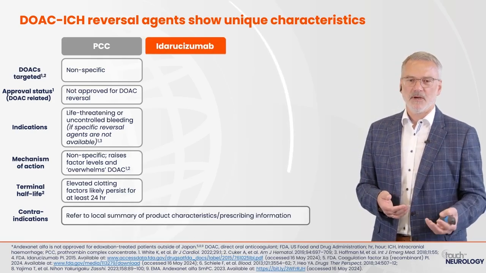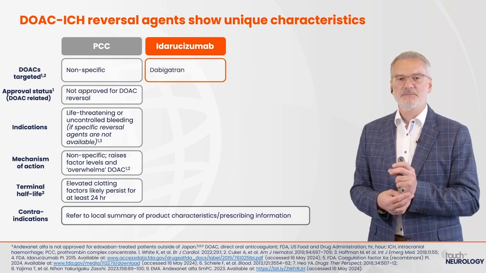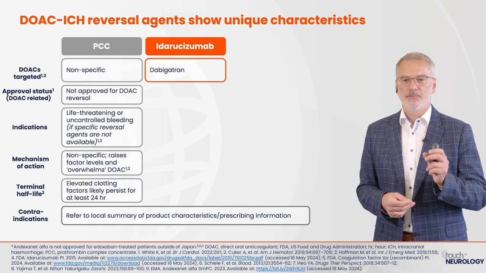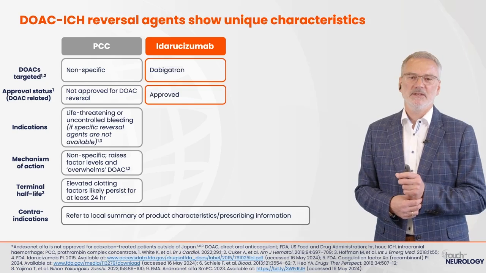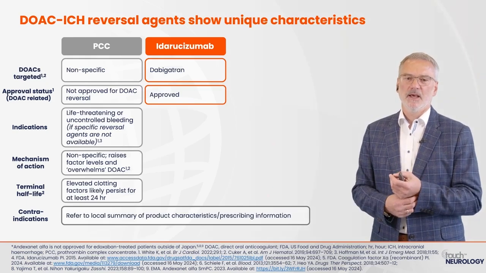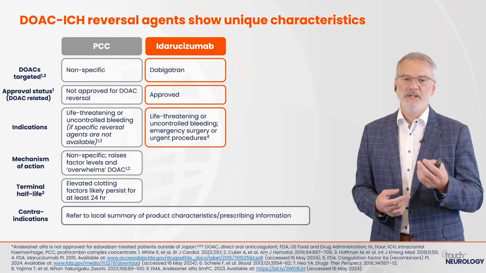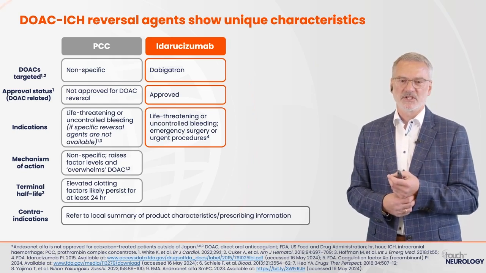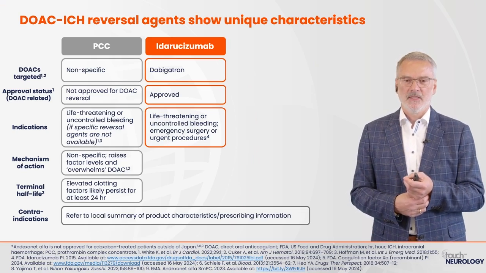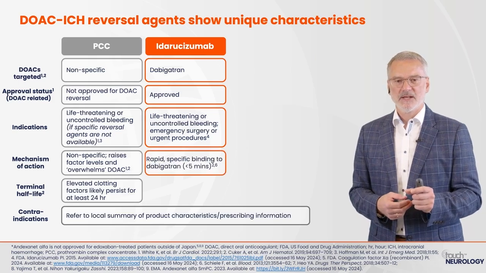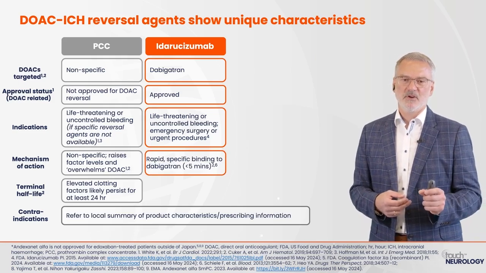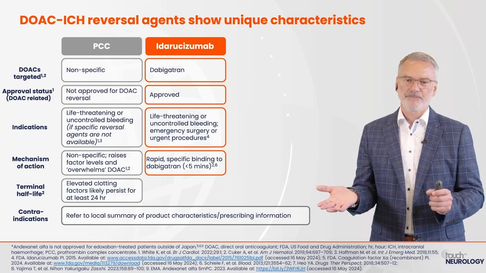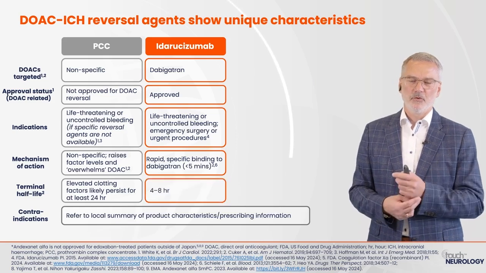For idarucizumab, as I said before, it's a dabigatran-specific antibody. It's approved for DOAC-related complications such as life-threatening bleeding, uncontrolled bleeding, or emergency surgery or urgent procedures that are needed in DOAC-treated patients. It is very rapidly acting. Within minutes. It binds dabigatran and sets free thrombin again. Half-life is around 4 to 8 hours.